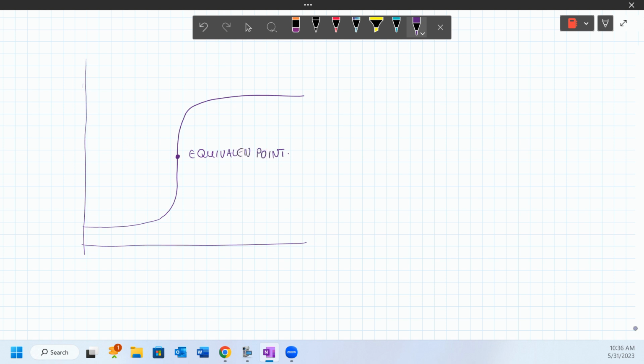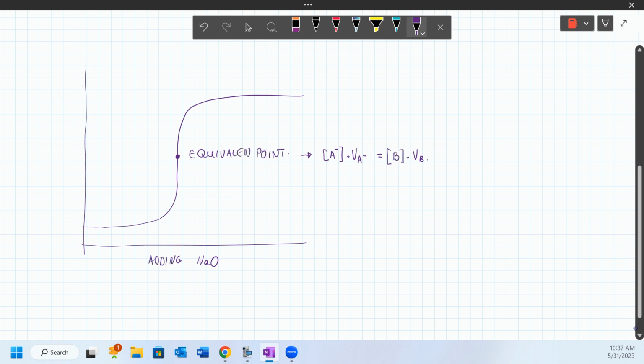Since we are dealing with the same number of moles, if we know the concentration and the volume at the equivalent point, the concentration of the base times the volume of the base is equal to the concentration of the acid times the volume of the acid, whatever we are dealing with. Let's suppose we have a strong acid and a strong base, because this is what the pH curve is representing. You are adding the strong base and you are looking for the pH.